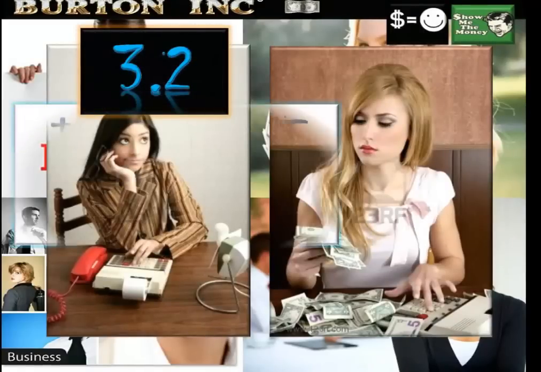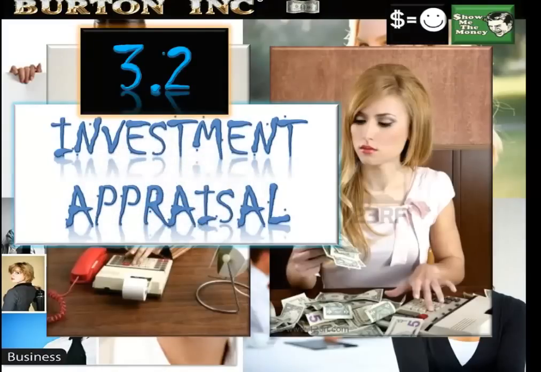Burton, and today we're looking at 3.2 Investment Appraisal, the second installment in our accounts and finance section of the course.